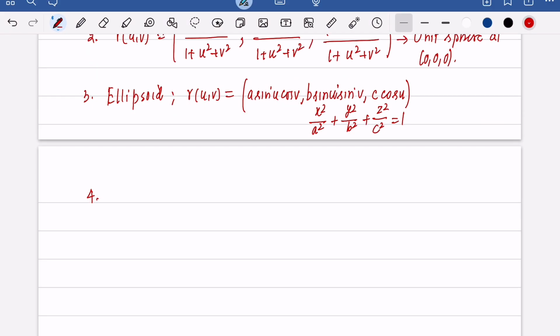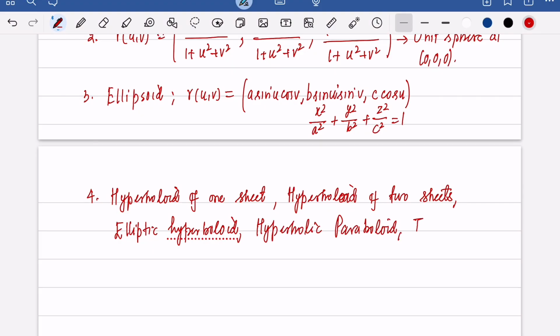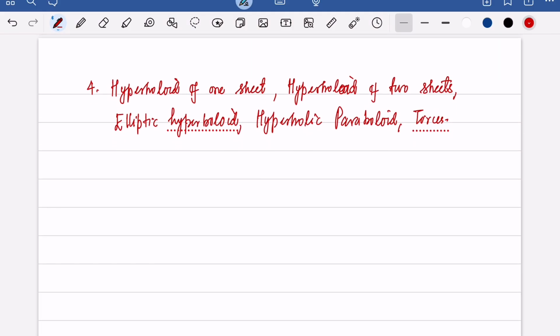Similarly, we have the other surfaces. I shall just mention the names of them, like hyperboloid of one sheet, similarly hyperboloid of two sheets, then elliptic hyperboloid, similarly hyperbolic paraboloid, similarly torus. Here I just recommend that we must know the equations of these fundamental surfaces.